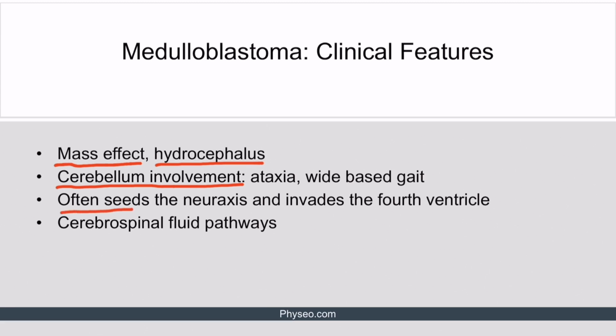They often seed the neuraxis and invade the fourth ventricle. Seeding means metastasis, and neuraxis refers to the axis of the central nervous system. This malignant spread through the CNS usually happens through cerebrospinal fluid pathways.